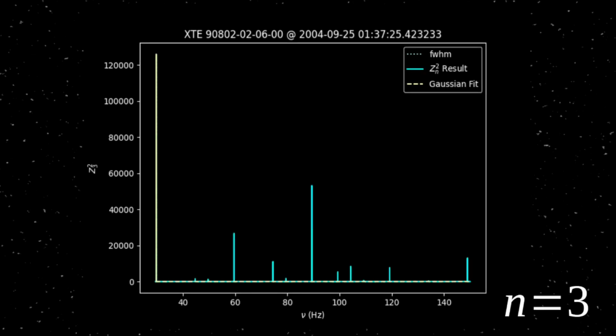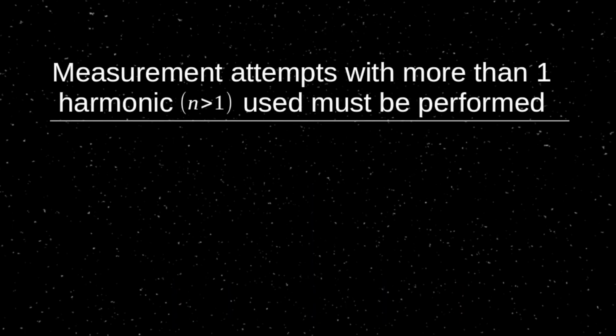And so going back to the Crab here, what are the takeaways from this exploration of using more harmonics with the Zn squared statistic, in the context of me wanting to mine as many high-quality measurements of oscillations related to pulsar spin frequency as possible, to catalog and document the evolution of the rotational dynamics of different pulsars in the X-ray band, as I've been doing, and as you can see on my archive, where I only used Z1 squared? Well, the first takeaway is that measurement attempts with more than one harmonic must be used.